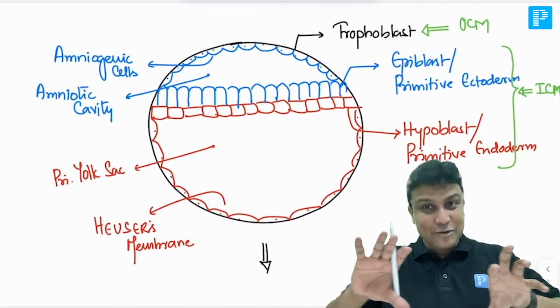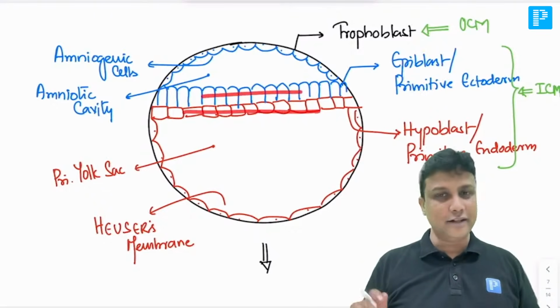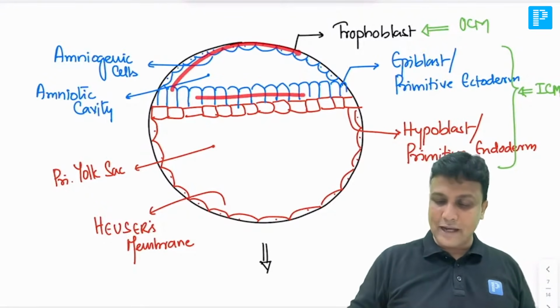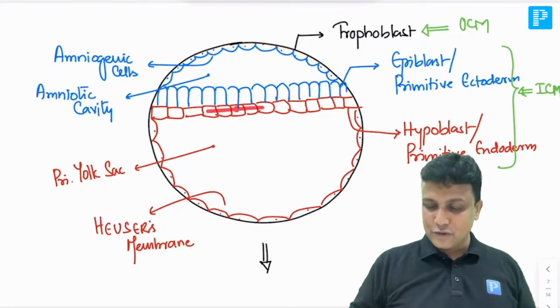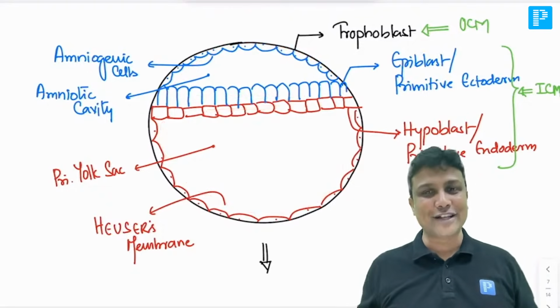If you look at my diagrams over there, they're like an animation, sir. So the inner cell mass is going to form epiblast and hypoblast. Now what will happen next? Epiblast will multiply to form amniogenic cells, the amniotic cavity. Hypoblast will multiply to form Heuser's membrane. There is a cavity, and that cavity is the yolk sac.